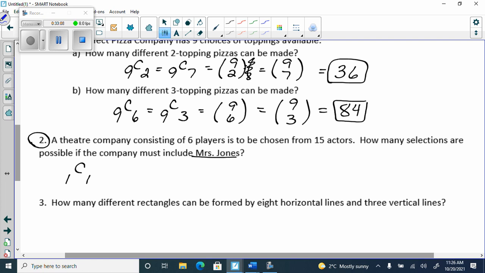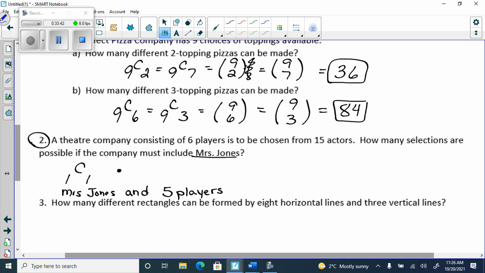So now I chose Mrs. Jones. Now I need to choose the rest of the people. Do they have specific jobs in this acting position or anything? No, they're all just like background people or something. So I need Mrs. Jones, and that's how I chose her. And multiply. I need to choose now what? 5 players. Right? I take Mrs. Jones, I choose Mrs. Jones. Boom.